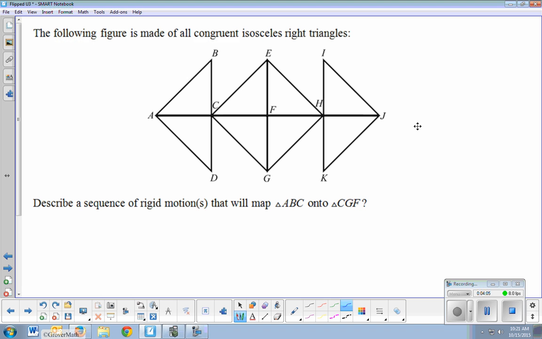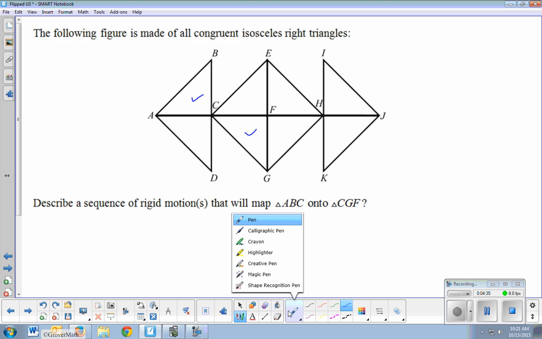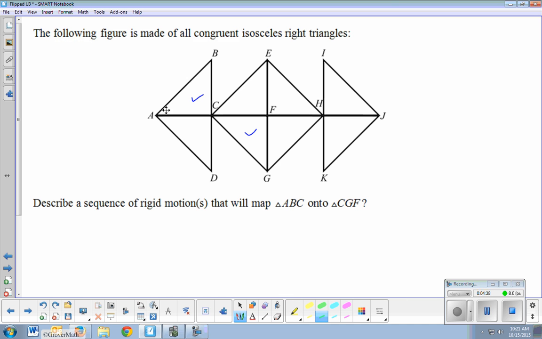All right, so this figure here is a bunch of isosceles right triangles. I want to describe a sequence of rigid motions. It's called a sequence because it can take more than one in a lot of these cases. That will map triangle ABC, this triangle here, onto CGF. So CGF, this triangle right here. So I can't get from here to here in just one motion. Let me keep a little check here, a little check here, so I remember these triangles. But I'm going to highlight it again. Again, this is something that you can't really do because you don't have the digital tool that I have. Maybe someday.